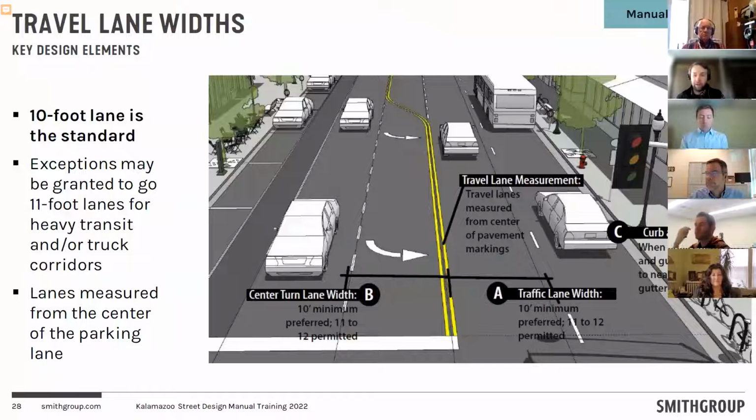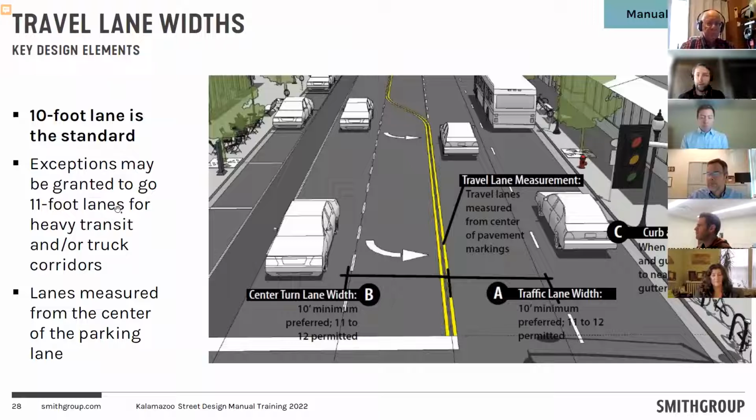Another key layout design element relates to travel lane width. This design manual establishes citywide as a standard that a 10-foot wide travel lane is used. And this design element does note where there are some exceptions to that. So 11-foot lanes may be granted for roads where you have a high preponderance of heavy truck traffic, or along high frequency transit corridors, where there are other tight constraints that would not give those vehicles the flexibility to work within a 10-foot lane, and a little additional space is needed.